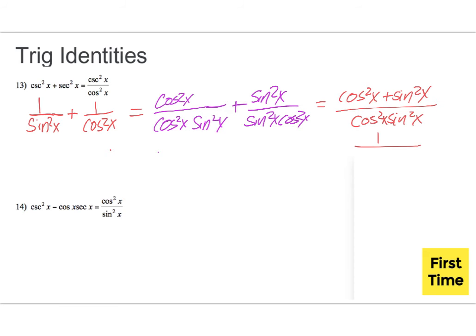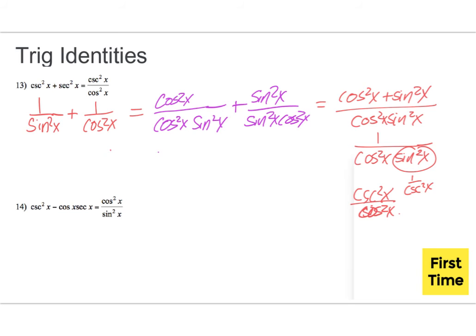On top, that's going to be 1, so 1 over cosine squared x sine squared x, and I notice I'm trying to get cosine on the bottom, cosecant on top. I could rewrite this with sine squared as 1 over cosecant squared x, which would leave me with cosecant squared x on top and cosine squared on the bottom, which is what we're looking for.